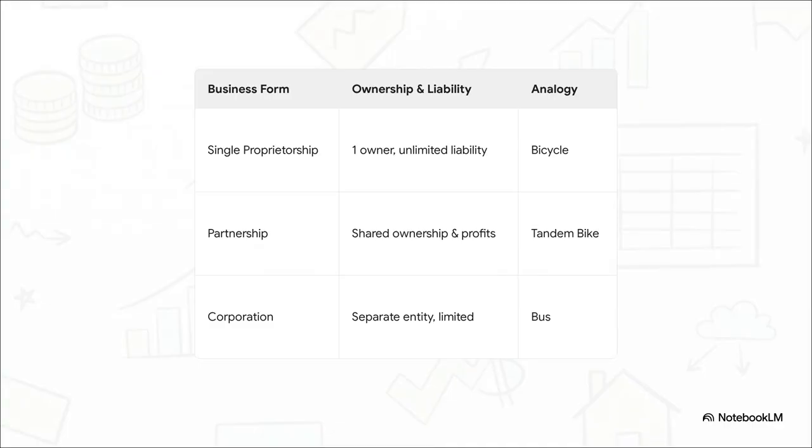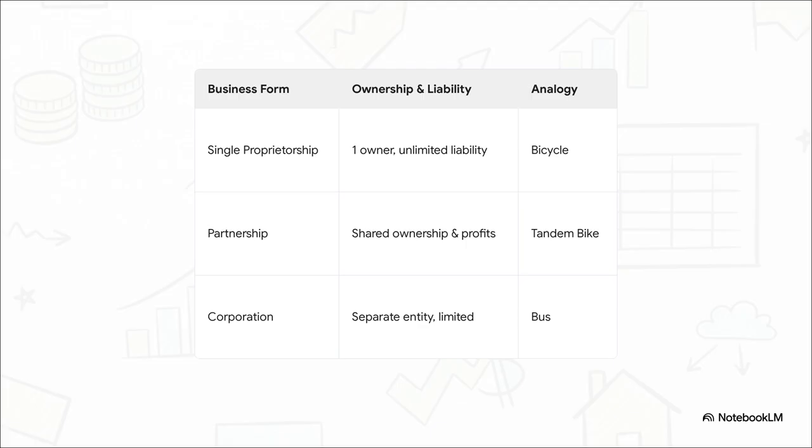Let's imagine business structures as, well, vehicles. The single proprietorship, that's a bicycle. It's super simple to set up, but it has unlimited liability. If you crash, it hurts your personal assets directly. You're the one scraping your knees. Then you have a partnership, which is like a tandem bike. You've got shared ownership, shared profits, and shared responsibilities, all pedaling in sync.